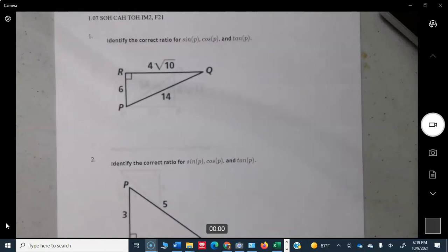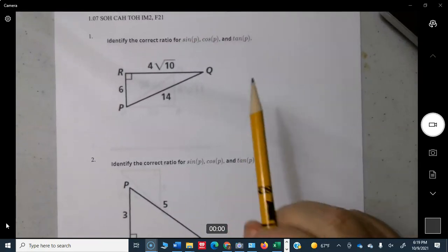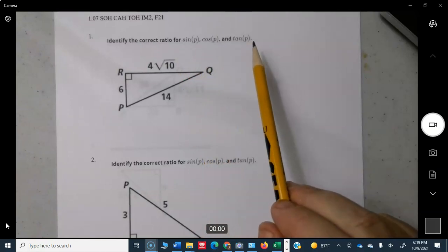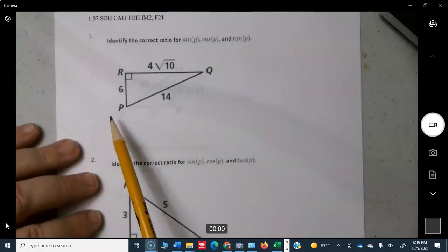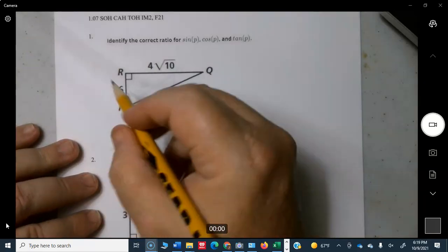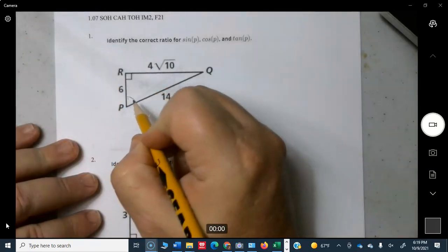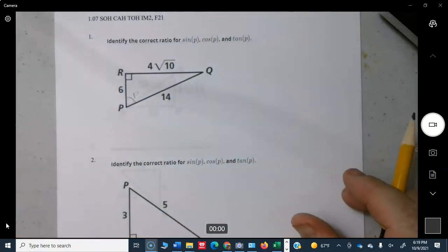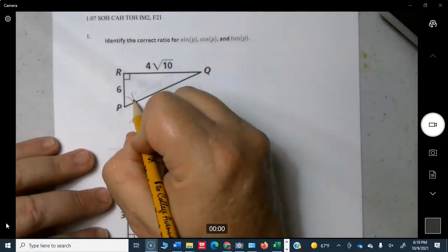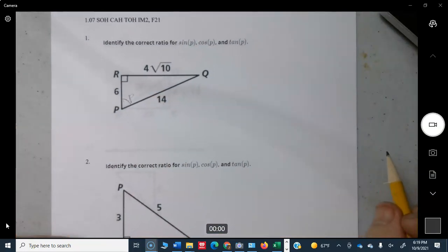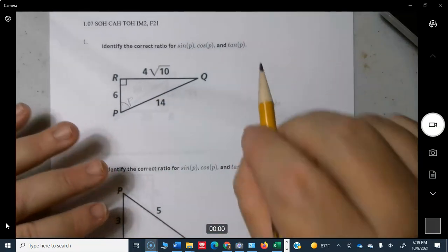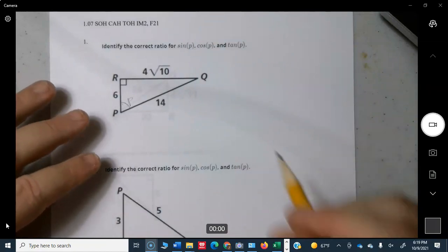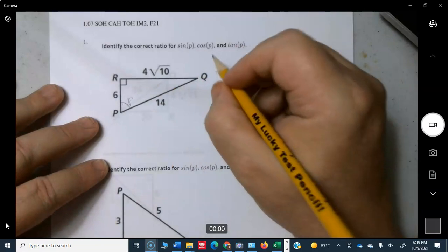Okay, so it says correctly identify the ratio for sine P, cosine P, and tangent P. So what that means is we're interested in this angle P. And really it's more appropriately written like that than putting it on the outside. That's okay, but it's really more appropriately written with an arc like that and a P. Okay, so what I recommend you do is always write the relationships every time you do this, okay? Not just the numbers initially.